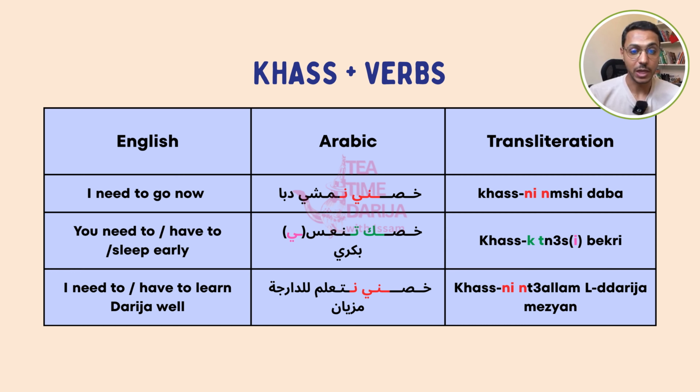I need to go now: خاصني نمشي دابا. Normally when we say I go, we say كان نمشي. But because it's after خاصني, there is no ka for نمشي. خاصني نمشي, I have to go. Remember, when we say خاصني نمشي, the meaning could be I need to go, I have to go, I must go, I should go, all of that. In Darija, there is no difference.